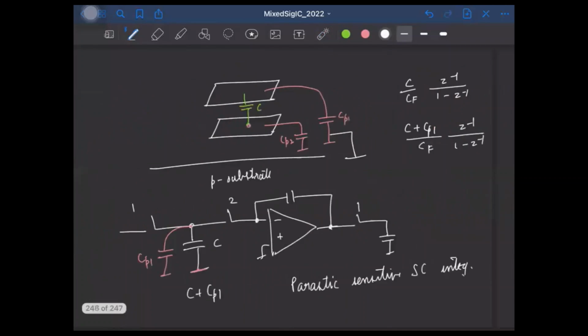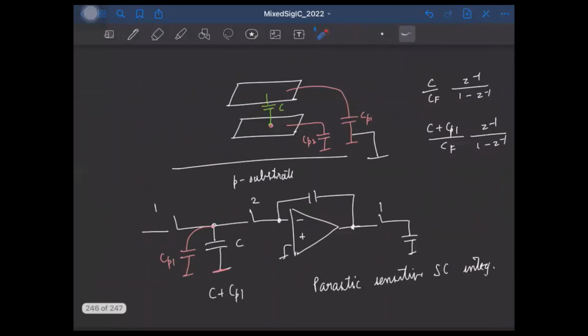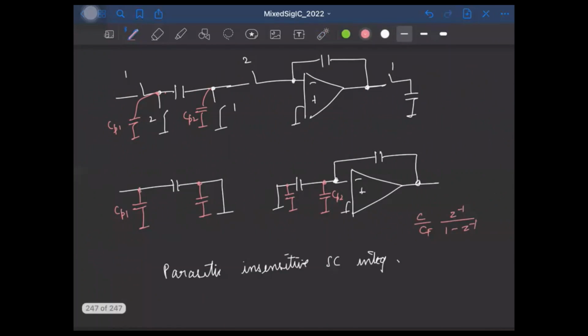And one fine point to be noted here from this figure, you can clearly see that the parasitic capacitance from the bottom plate will be much higher than the parasitic capacitance from the top plate, right? Because the bottom plate is closer to the substrate. So CP2 is usually much greater than CP1. Okay.